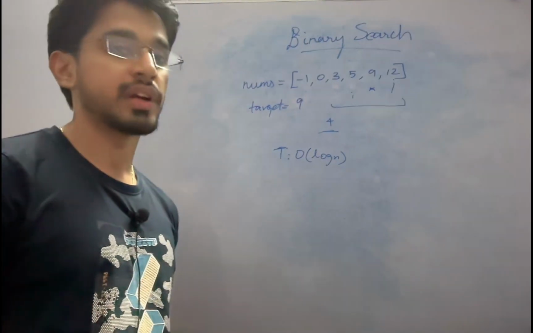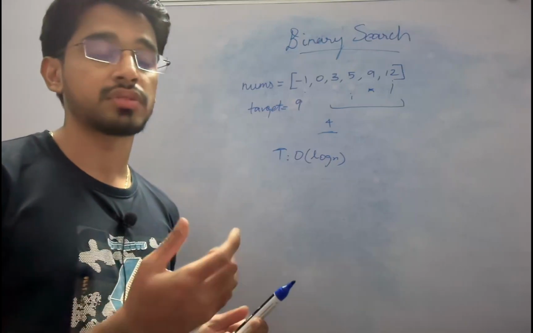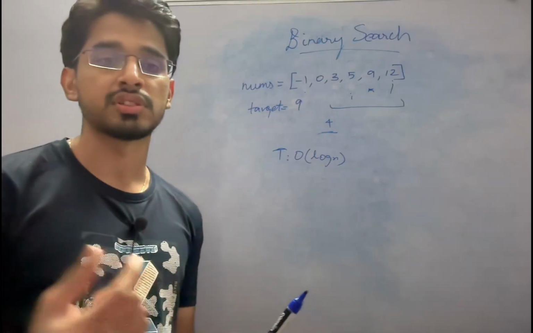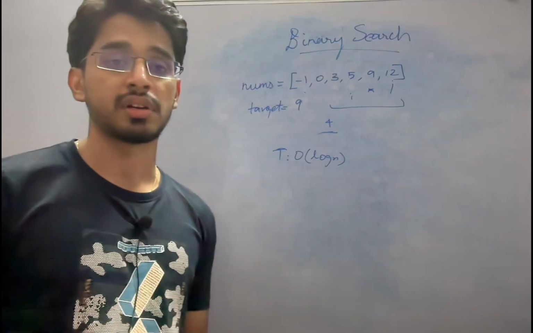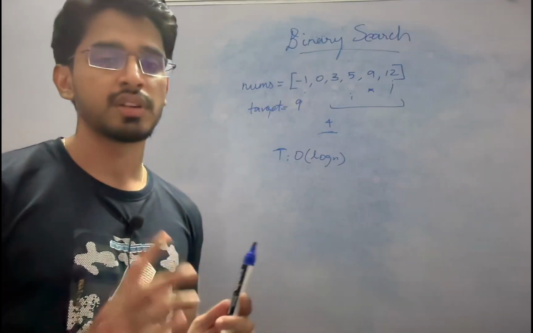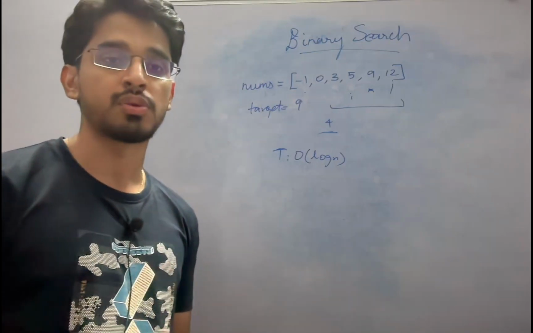So I hope you got the idea. We are eliminating almost half of the array by checking the mid value, whether it is greater than or lesser than the target. It's similar to your telephone directory. If you are searching for a name, you don't have to search from the start. You just go to the letter and then search from there onwards. Okay, so as simple as that. Let's go ahead and see how we can solve this with code.